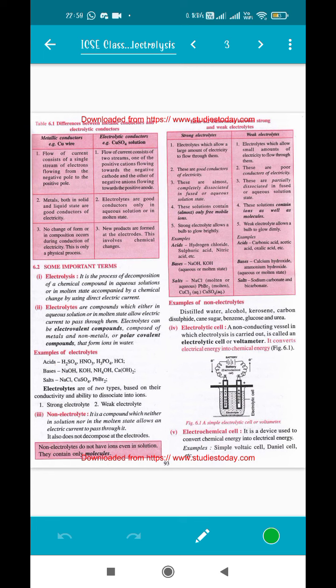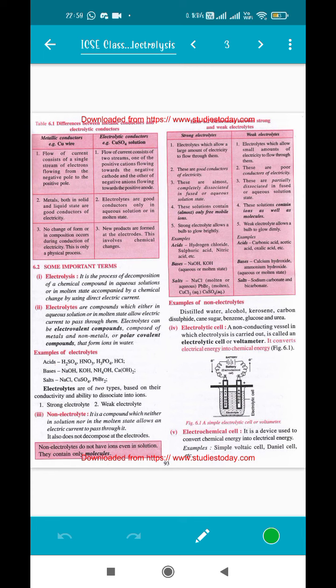So now we have another table of difference: strong electrolytes and weak electrolytes. What is a strong electrolyte and what is a weak electrolyte? As the name suggests, strong electrolytes allow a large amount of electricity to pass through them, obviously, but a weak electrolyte allows a very small amount of electricity to pass through it. Why does it happen? Because strong electrolytes consist completely of ions, but weak electrolytes consist of ions as well as molecules. They do not just contain ions, but they also contain molecules.